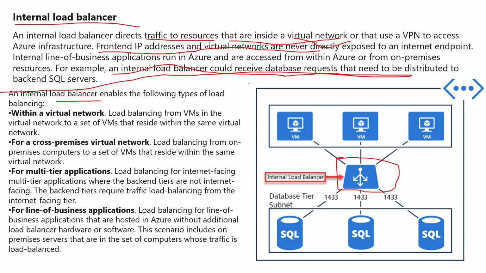And coming to the internal load balancer, it enables the following types of load balancing: within a virtual network, meaning from within a virtual network, how you are able to route the traffic. And from a cross-premises virtual network also, you can use this internal load balancer. If you want a multi-tier application where the backend tiers are not internet-facing, then you can use this internal load balancer.